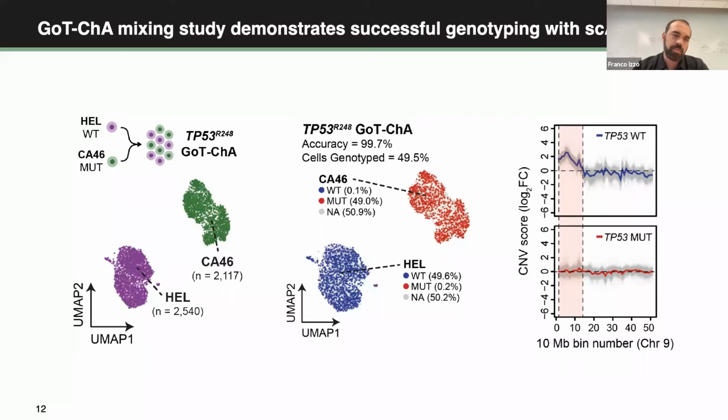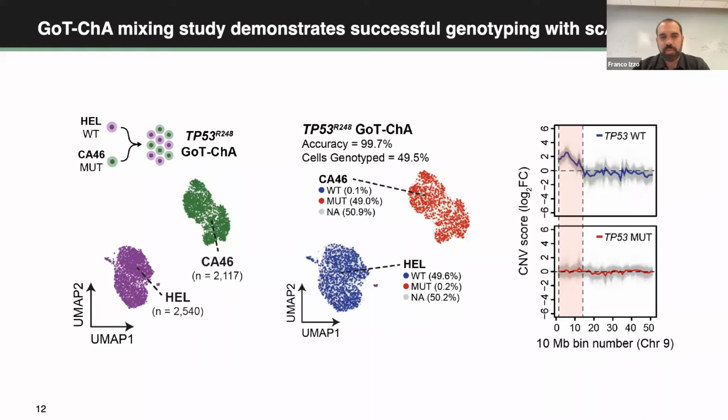But we wanted to even further validate our genotyping calls. So to try to obtain an orthogonal validation of this, we knew that the wild-type cell line contained an amplification at chromosome 9. So what we did was to perform copy number variation inference to show that the cells labeled as wild-type by GoTChA actually carry this chromosome 9 amplification, while the mutant cell line showed no amplification at all. So these results gave us confidence that the GoTChA approach was working effectively and with high accuracy.